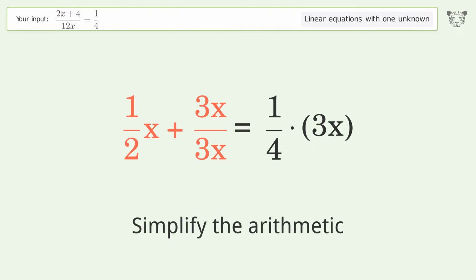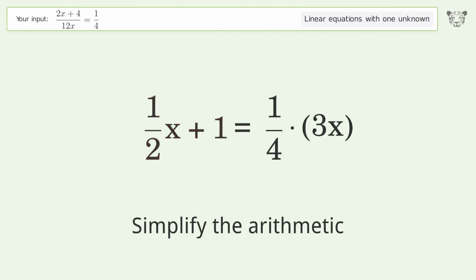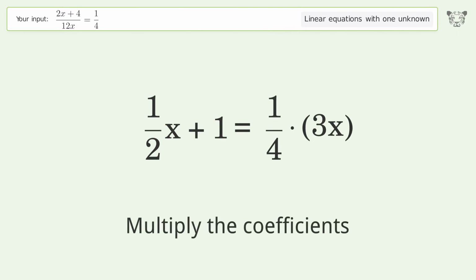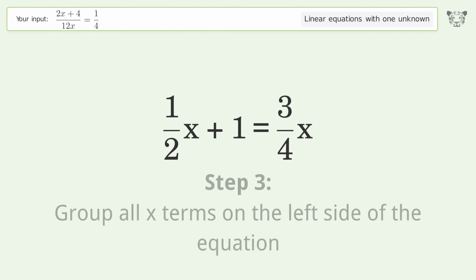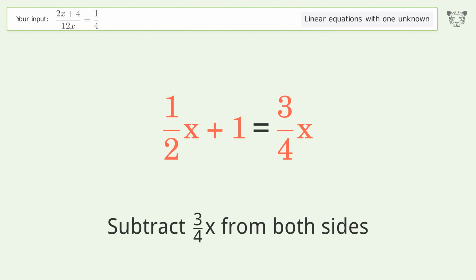Simplify the arithmetic. Multiply the coefficients. Simplify the arithmetic. Group all x terms on the left side of the equation. Subtract 3 over 4x from both sides.